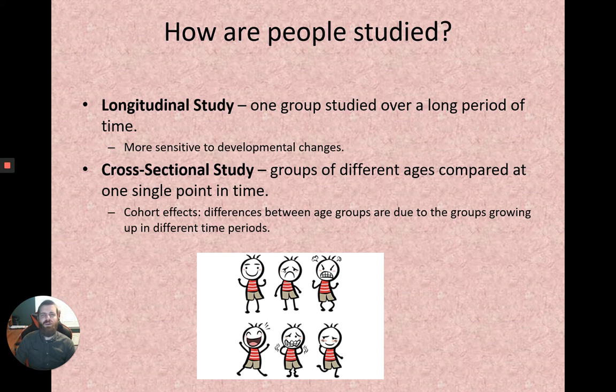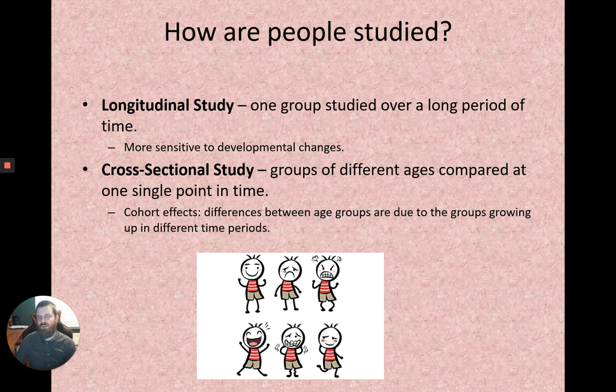And so you might take a group of people and they're studied when they're 5 years old and 8 years old and 11 years old and then 14 and 17. It's one group who gets studied over that long period of time, hence the long study or longitudinal study.